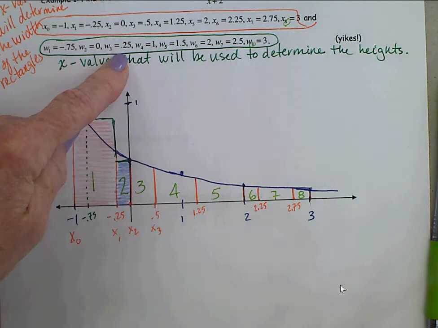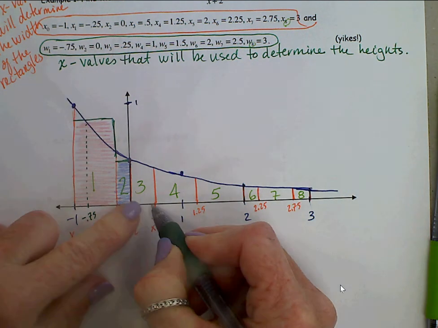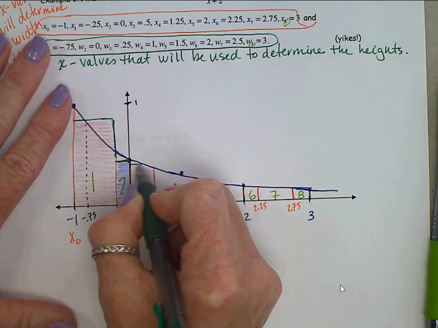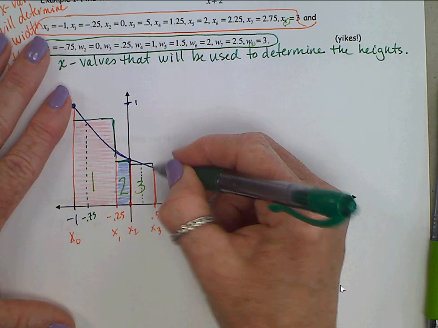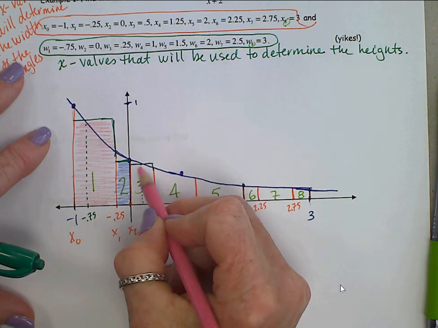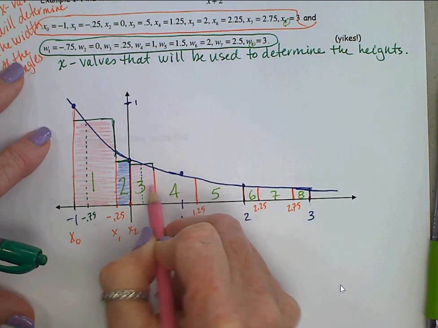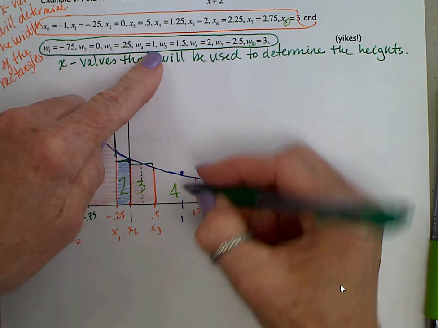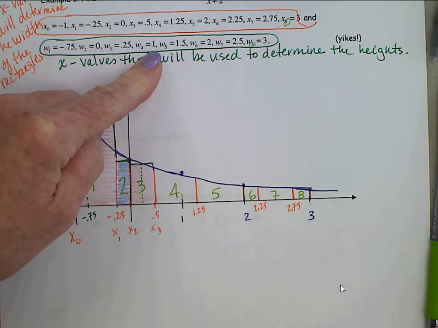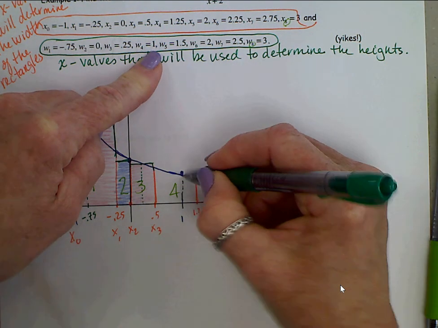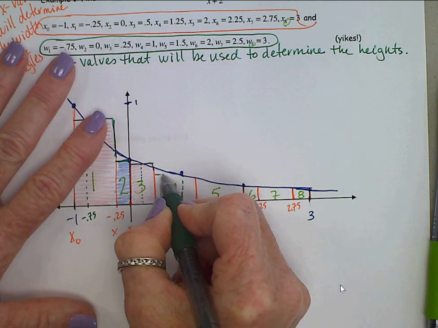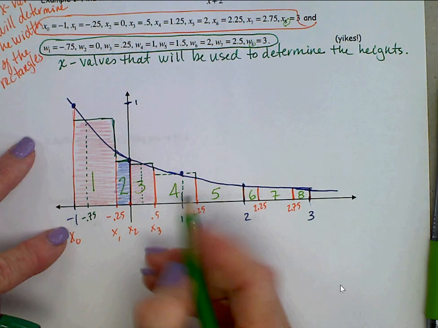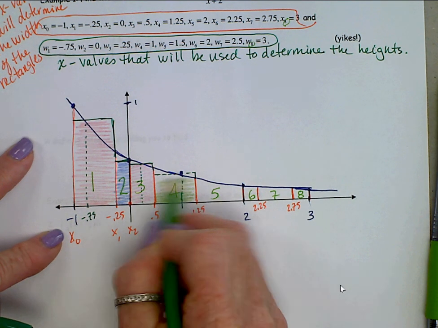W sub 3, 0.25. Oh, that's right in the middle. That's a midpoint height. That's a midpoint right there for that one rectangle. There's the third rectangle. Fourth one is using 1. Now that's not a midpoint. That's not a left or right. That's just some arbitrary point in between. Fourth rectangle.